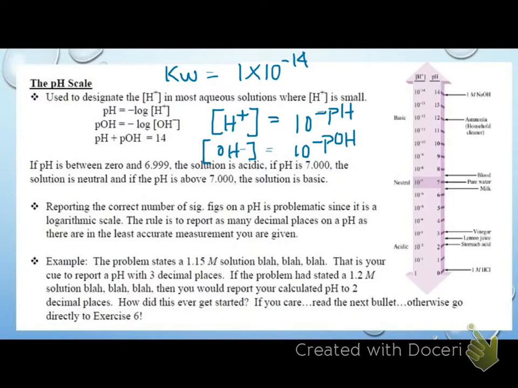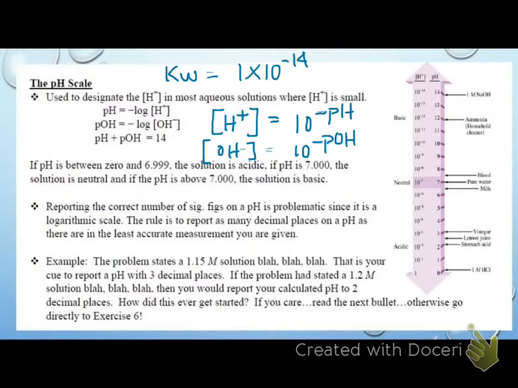If you are given the pH of a strong acid or the pH of a strong base, you can then determine the hydroxide concentration or the hydrogen concentration based on taking the antilog. So let's say you had a pH of 4, you could say 10 to the negative 4, and that would be your hydrogen concentration. If you're trying to find hydroxide, subtract the pH from 14 first.